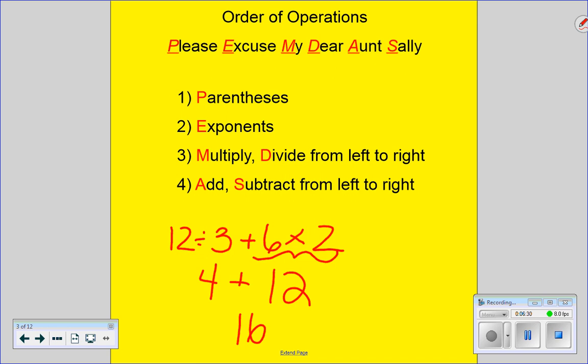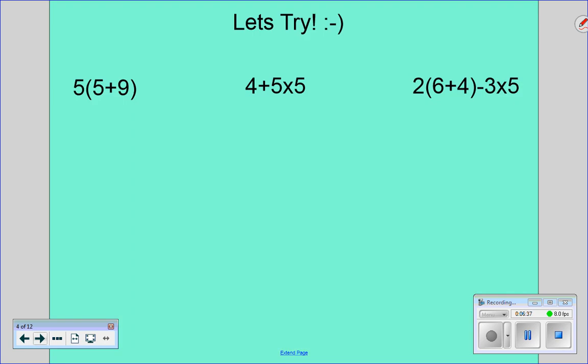So when you see like 35 different answers, it's because people aren't following the right format of how they should do things. So let's do some practice problems of these, okay? So here's some examples. These are simple examples, okay? Very simple. They're going to get harder as we go.